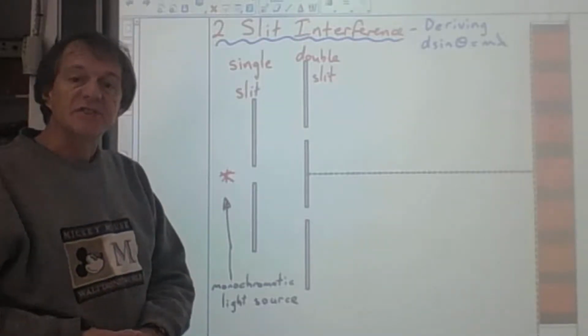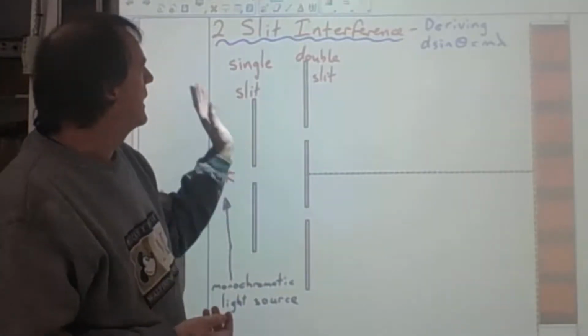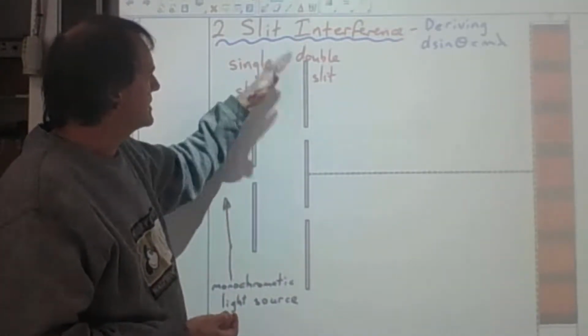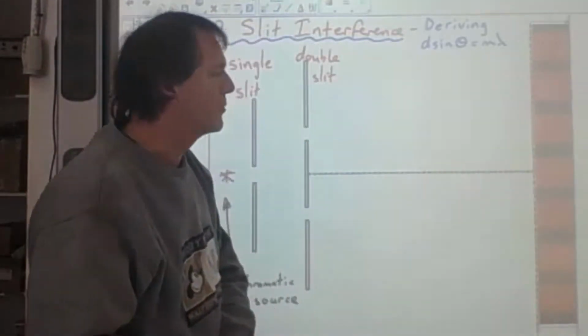Okay, one of the harder derivations in the course is to show that d sine theta equals m lambda for the bright bands in the two-slit pattern. So they'll normally give you something like this and say, show that at a point P somewhere up here, that's what the formula is for bright bands.